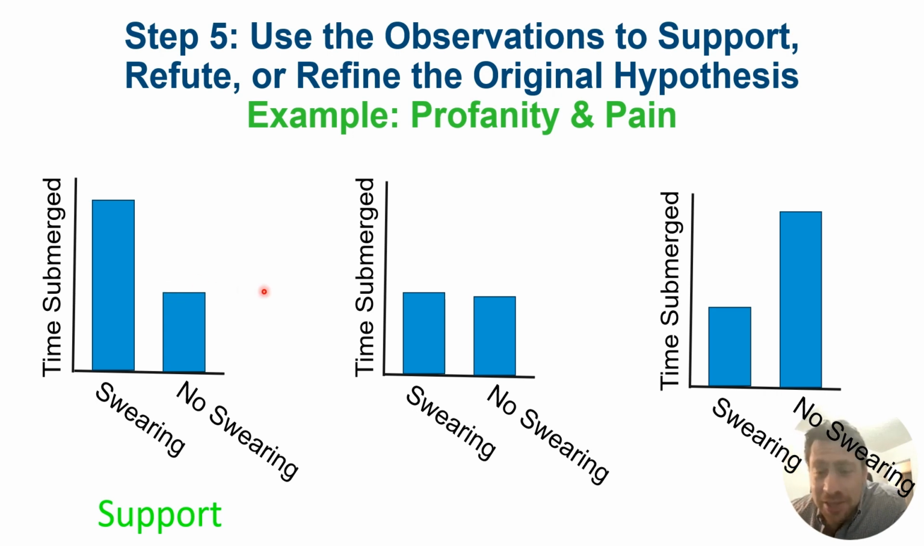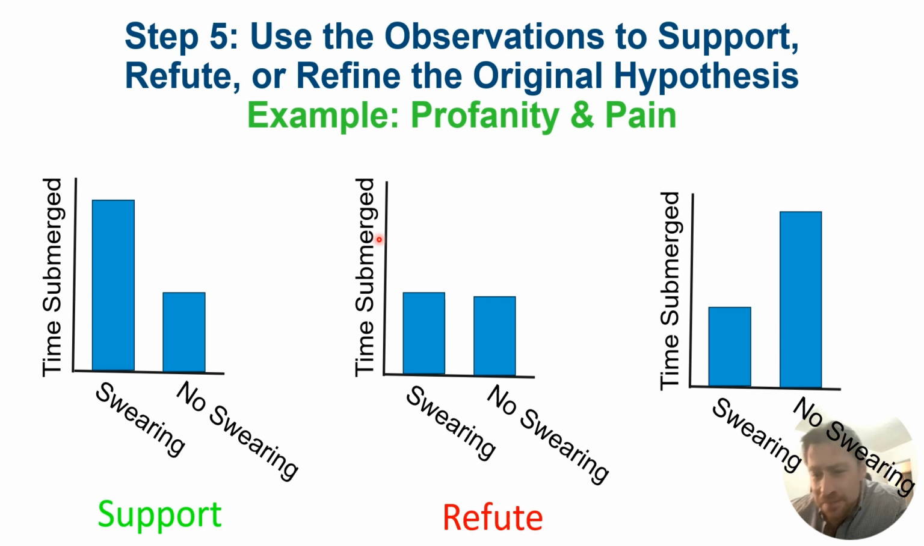Now, let's imagine the following pattern of results shown here in the middle. And so let's say you crunch the numbers, and to your surprise, you actually find that there is no difference between the swearing and no swearing condition as it relates to their tolerance of pain as measured by time spent with hands in the ice water. Now, this would refute your hypothesis because it implies that there is no relationship between profanity and pain. That it doesn't matter if you swear or not. It has no impact, at least not on pain tolerance.